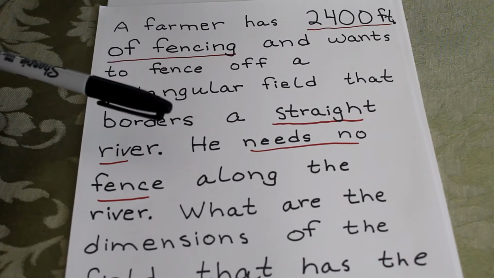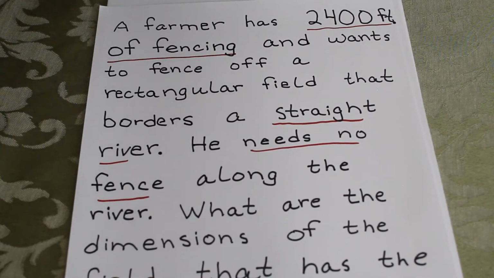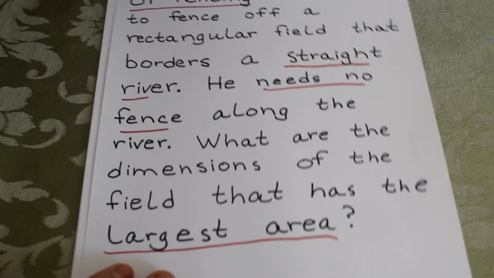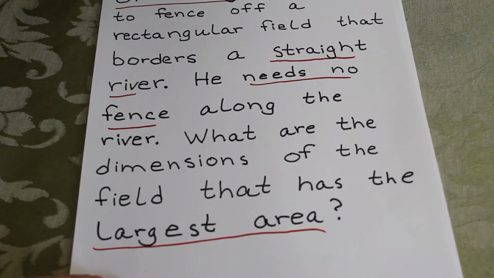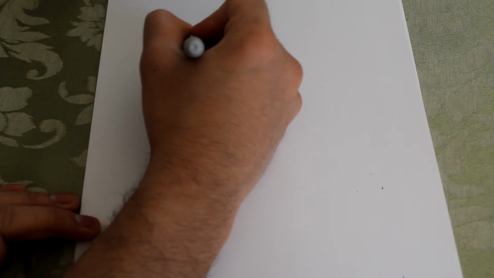He needs no fence along the straight river, and we're trying to optimize the area and find the maximum area. So let's start doing that problem. For problems like these, I always like to start by drawing a little diagram that represents what's going on.